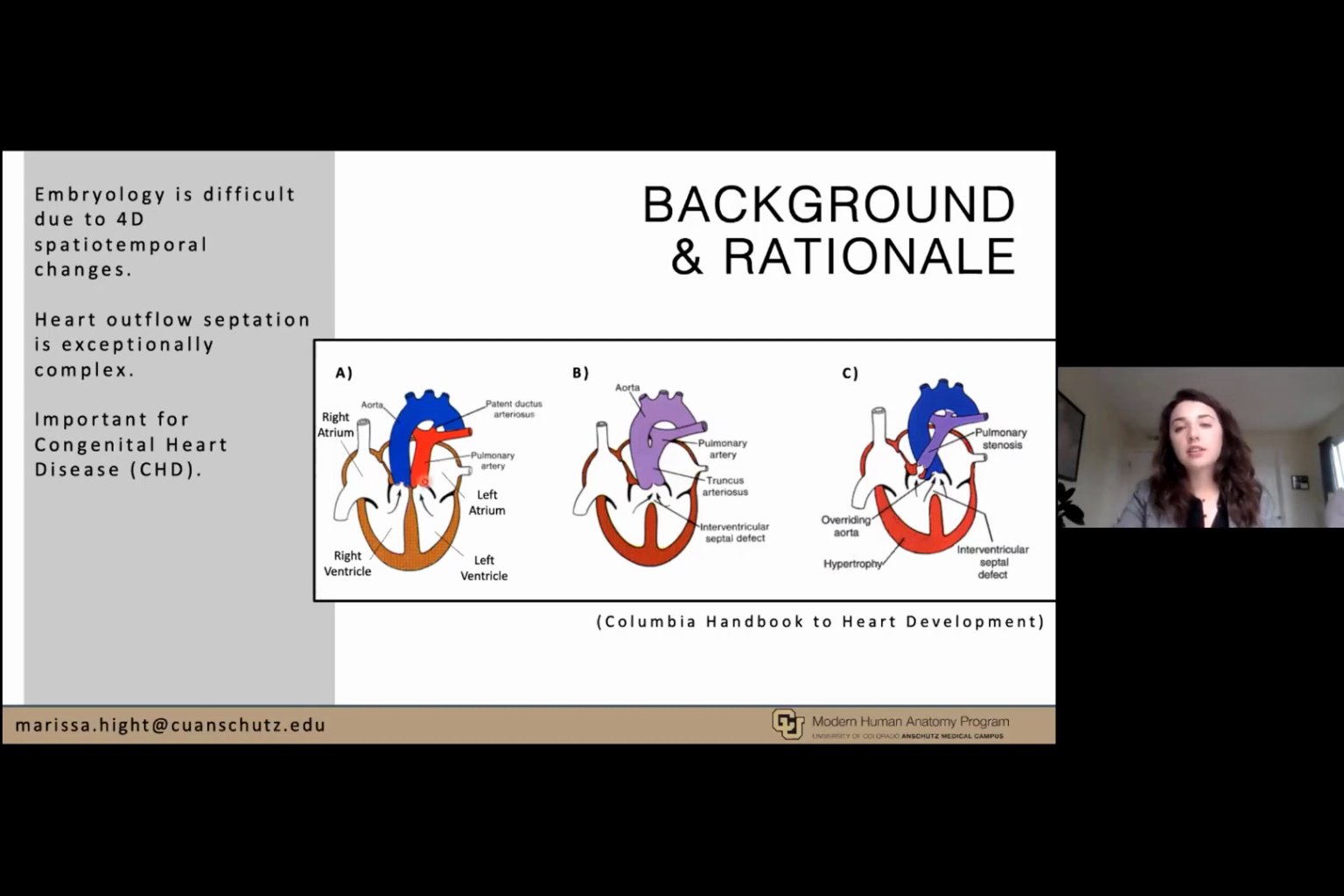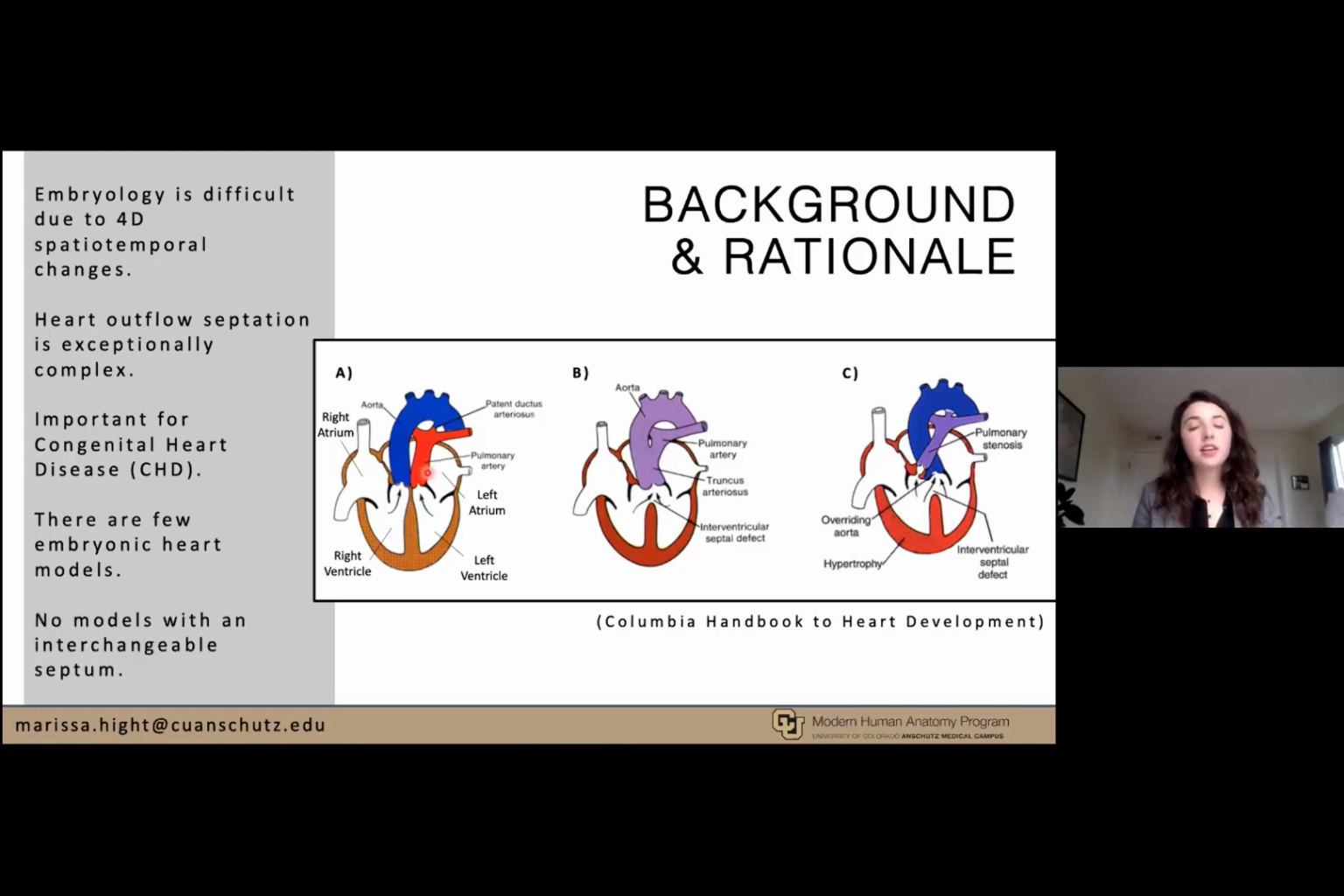Typically when students are learning about this process, they would see these 2D images. You can see that they're a little bit further developed, already past their embryonic stage, as well as all of the structures are in place with that congenital defect. There are very few embryonic heart models in general, even fewer embryonic models that are heart models, and no models that I could find that focused specifically on an interchangeable septum, and that conotruncal septum in particular.